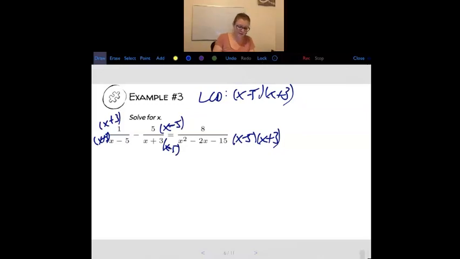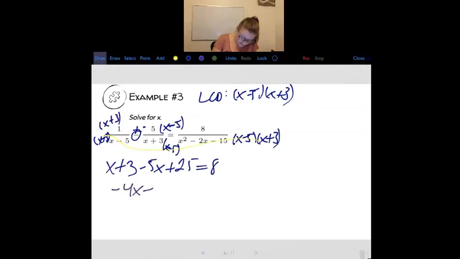Again, at this point, I'm going to let go of the denominator just to save some space. So 1 times x plus 3 is just x plus 3. Careful with this negative. I would consider this plus a negative 5. So I'm distributing negative 5 to x minus 5, which is minus 5x plus 25 equals 8. Linear equation, I'm going to go through these pretty quickly. So we'd have negative 4x plus 28 equals 8. Subtract 28 from both sides.